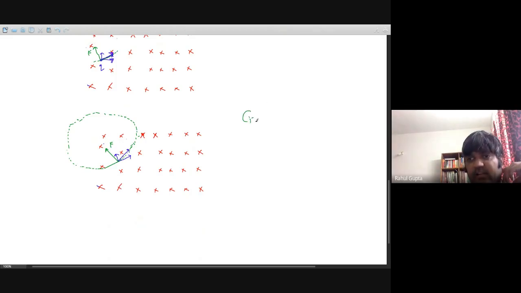Now try to understand this. This is very important from the concept point of view. Circular motion. But the question is, when did it execute the circular motion? Circular motion is executed when velocity always remained perpendicular to the magnetic field.